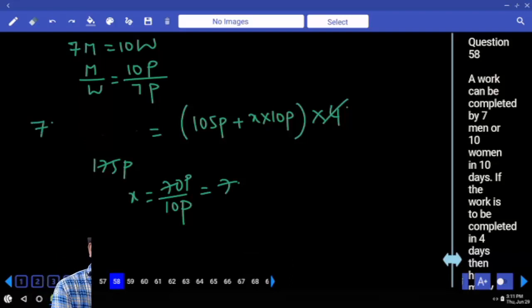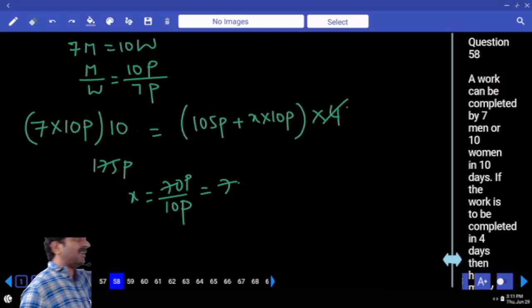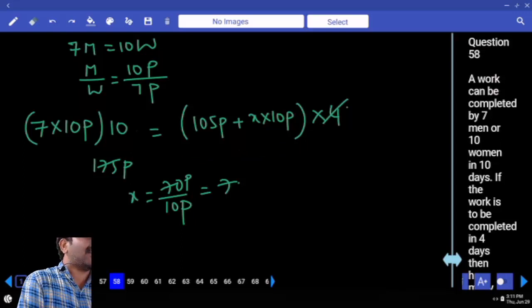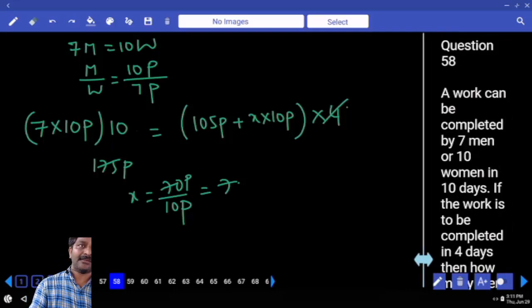7 men will do 7 into 10 parts. This is m1 only. How many days are they taking? 10 days. m1 d1 is equal to m2, efficiency in the second case, into d2. మనం ఏమి మ్యాజిక్ చేయలేదు ఇక్కడ. We just use m1 d1 is equal to m2 d2. Is that okay?